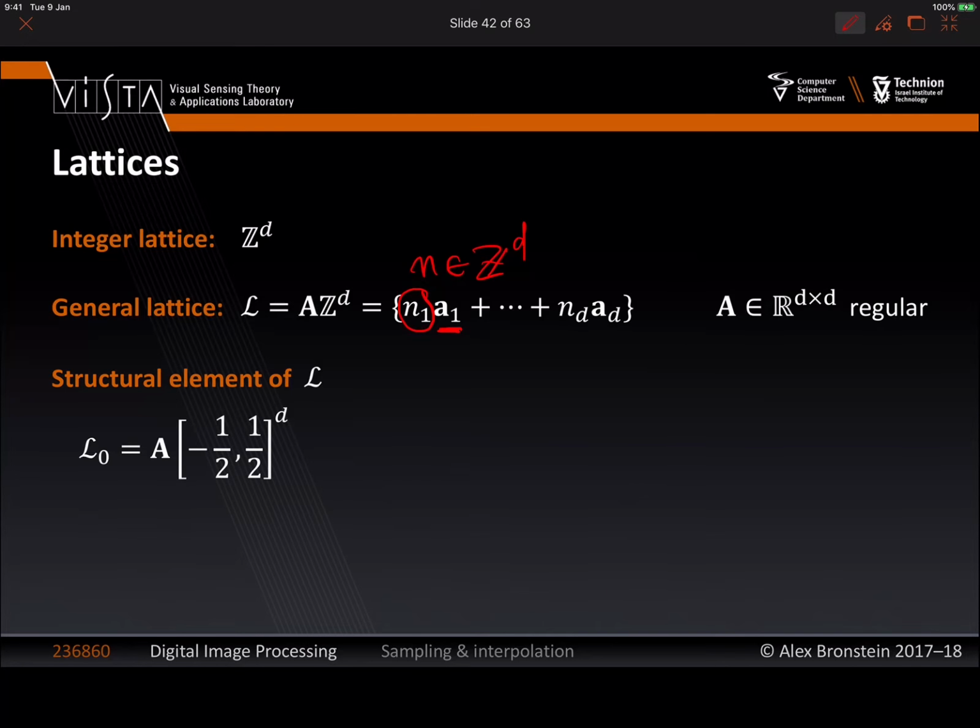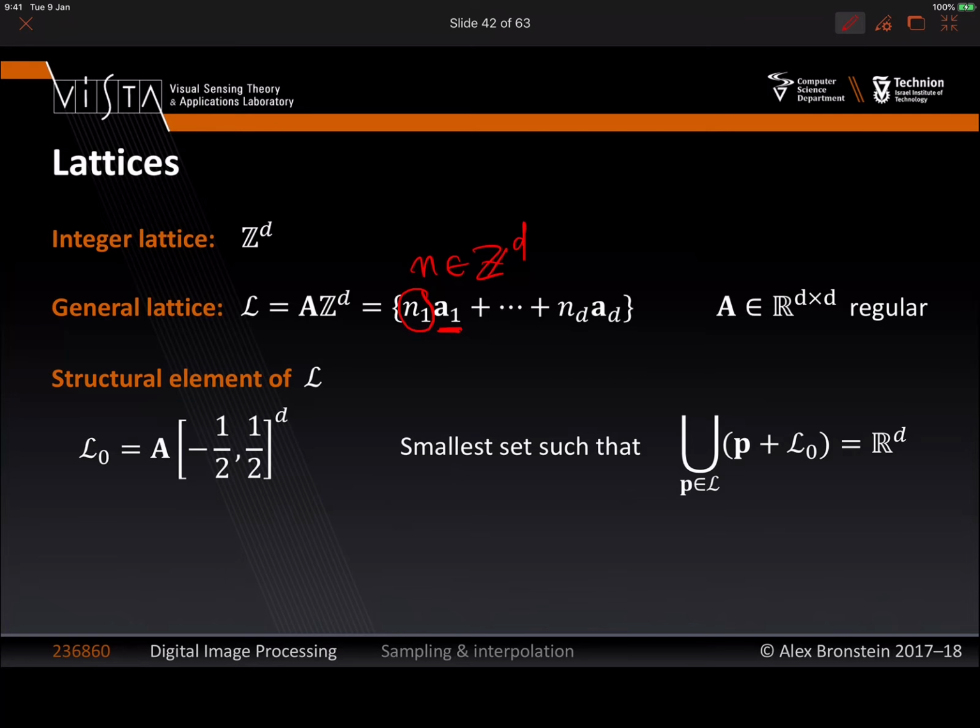And then I will define what is called the structural element of the lattice. The lattice gives us just integer points, right? So if I define a tile and I replicate this tile over the integer elements of the lattice, what is the smallest set that will cover the entire continuous domain? And this smallest set is called the structural element. Of course, it is defined up to any shift, up to any translation.